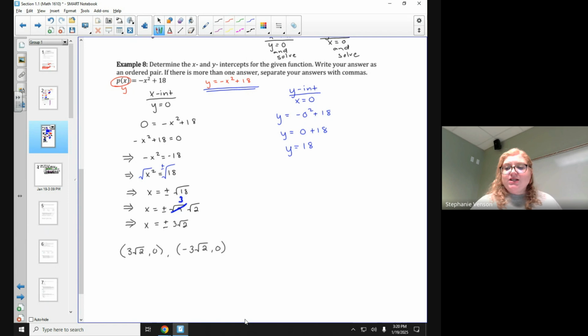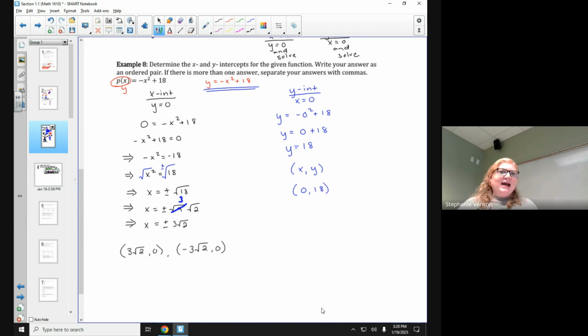or y equals 18. And again, we want to do x value, comma, y value when we write our point. So this time, the x value is 0, the y value is 18. So the point is (0, 18).